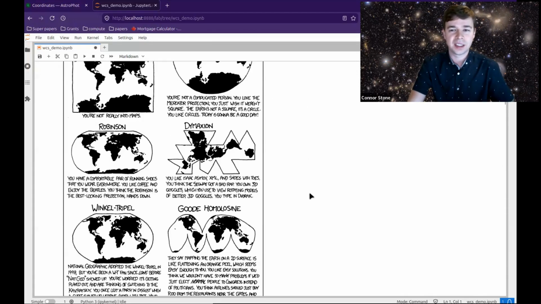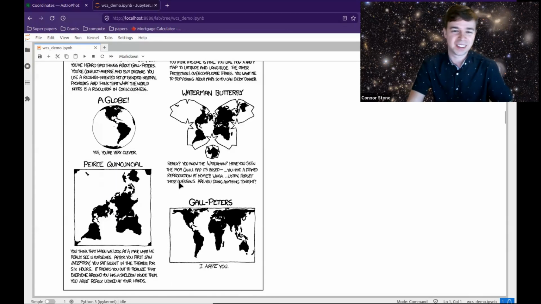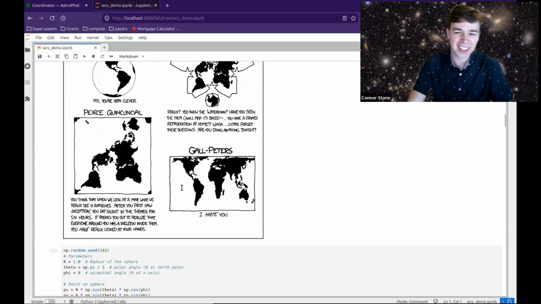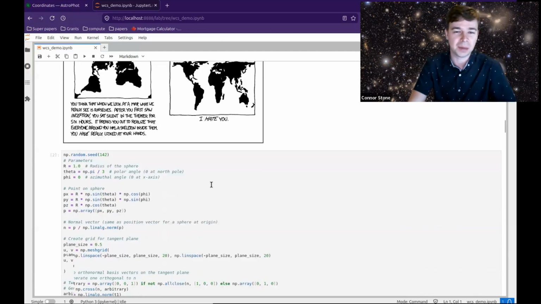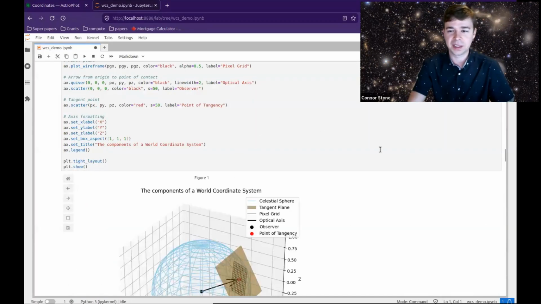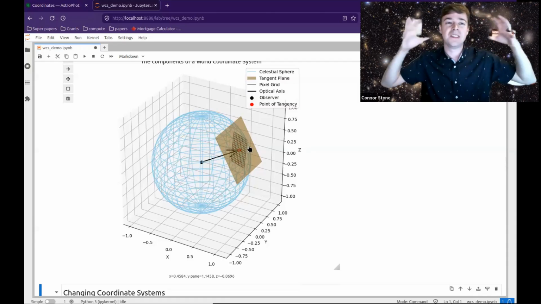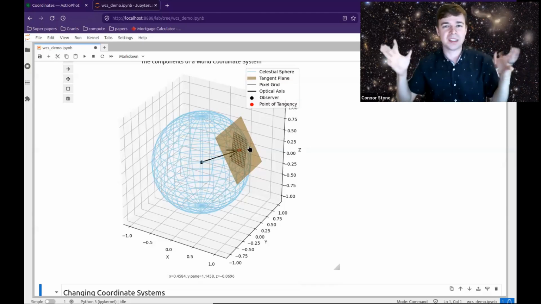I think XKCD is fun, so I included a whole bunch of different projections from XKCD, and there's some fun commentary in those. Okay, let's take a look at our three coordinate systems. Here we have a celestial sphere in blue. The observer, you, are at the center of the celestial sphere. You could think of that dot as Earth or something, or your observatory. And the celestial sphere is just essentially an infinitely far away sphere that represents the night sky.